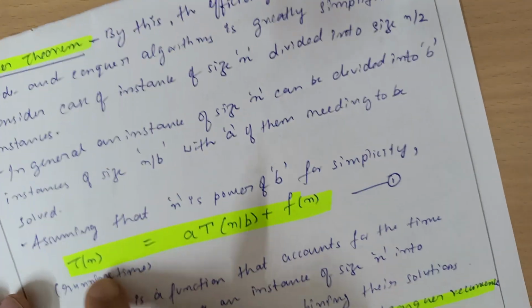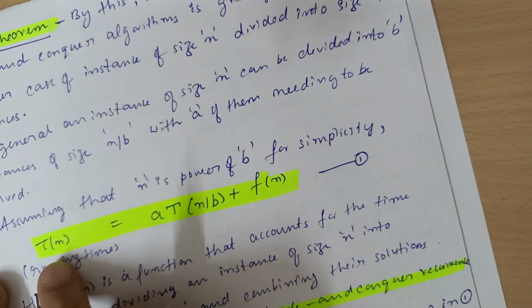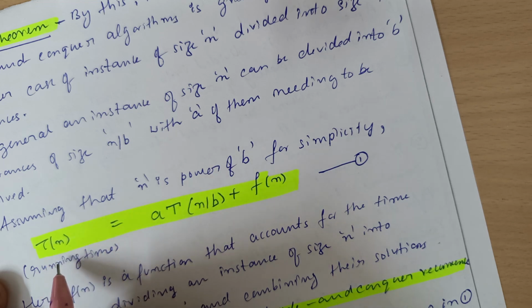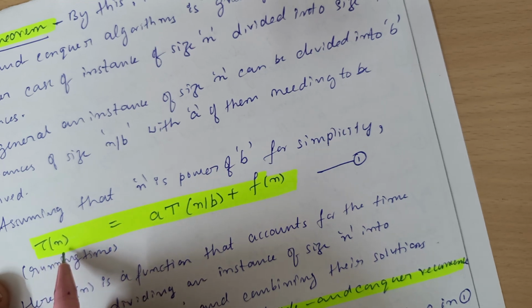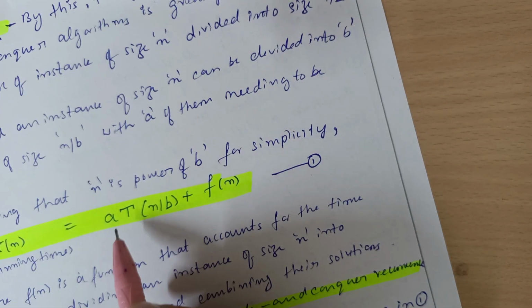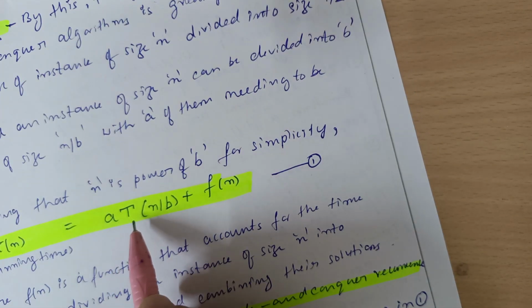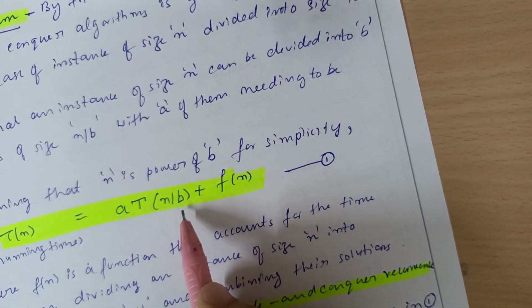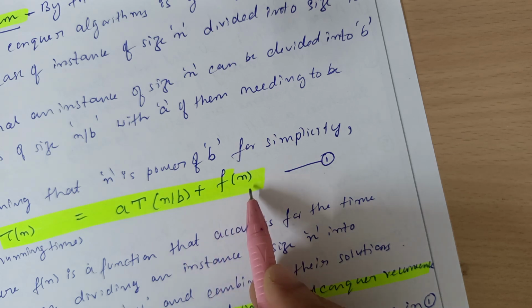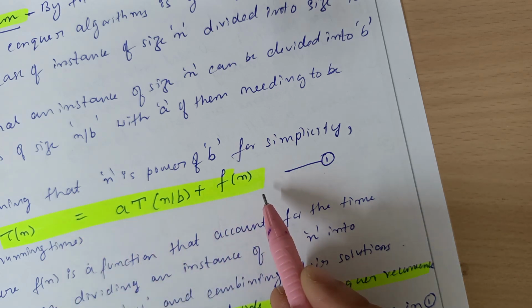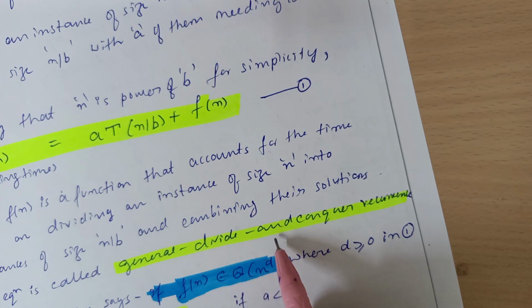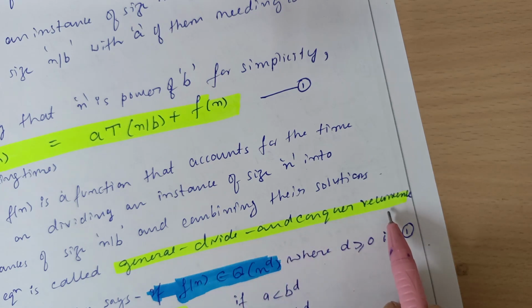And if that is the case, we are interested in the time complexity of this design strategy, T of n. That will be a into T of n by b plus f of n. This is one important formula. It represents the general divide and conquer recurrence equation.